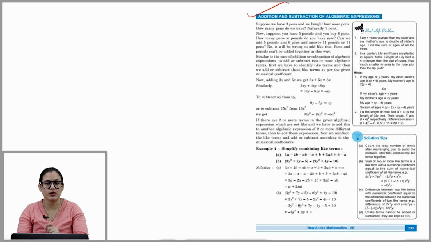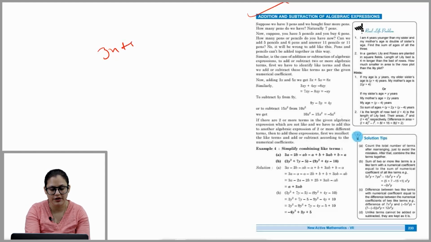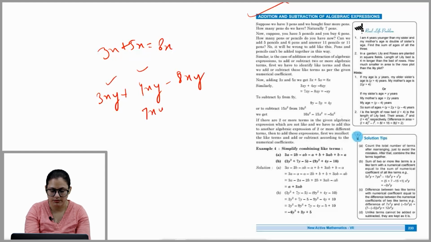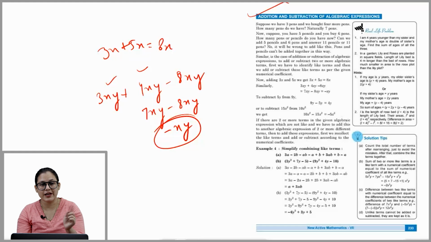Similarly, in the case of addition or subtraction of algebraic expressions, to add or subtract two or more algebraic terms, first we have to identify like terms and then we add or subtract these like terms as per the given numerical coefficients. Now adding 3x and 5x, what will we get? See, 3x plus 5x is equal to 8x. Then 3xy plus 4xy minus 8xy: 3 plus 4 is 7xy minus 8xy, and 7 minus 8 is minus xy. We will not write 1.